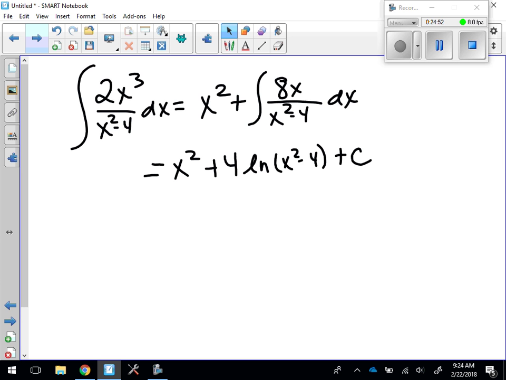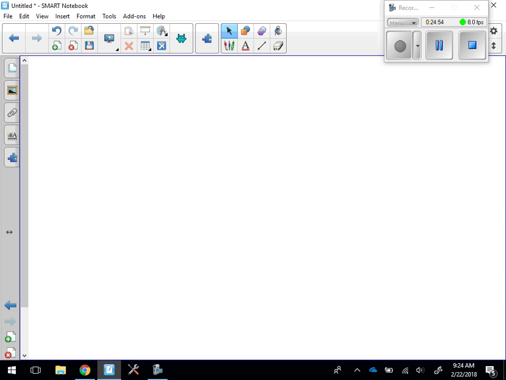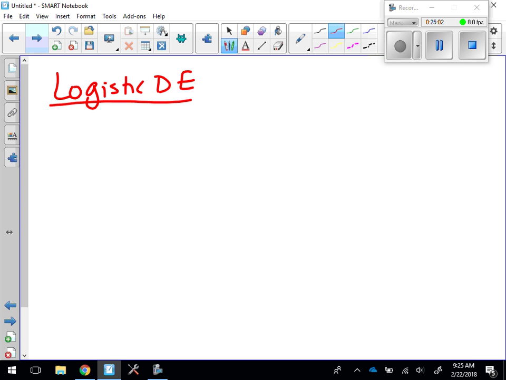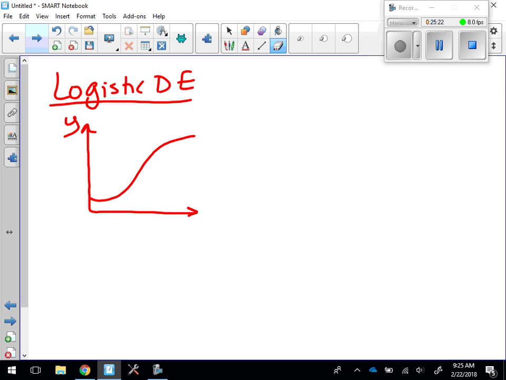It is a technique, but there's also an application, which is the logistic differential equation. You'll need a new notebook. Okay. And the logistic differential equation models population growth that looks like this. And actually, I think that's supposed to be T. And this is probably P for population.